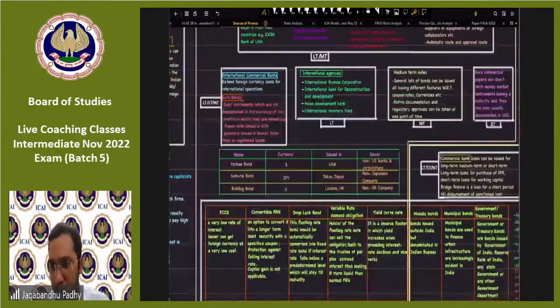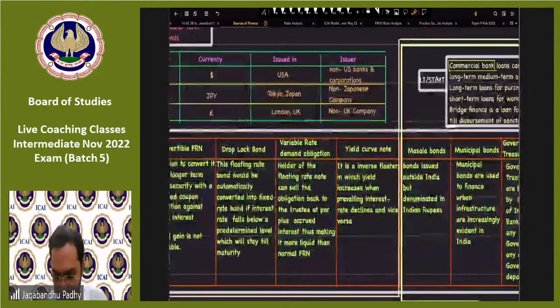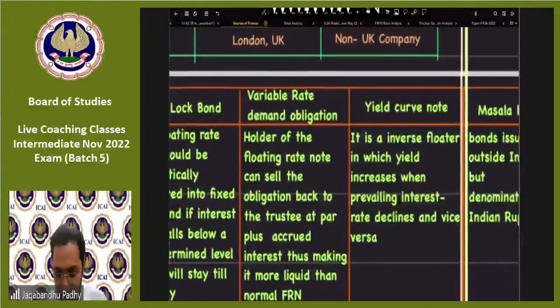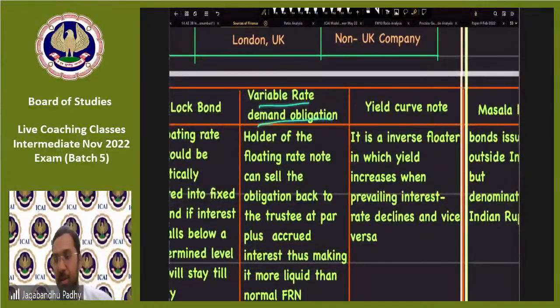Variable rate demand obligation bond, please. Okay, variable rate demand obligation is generally a bond that will mature only on the date of maturity. But if this is the type of bond that is issued, the holder, that is the investor, can return the bond back to the company and get the money before maturity also.